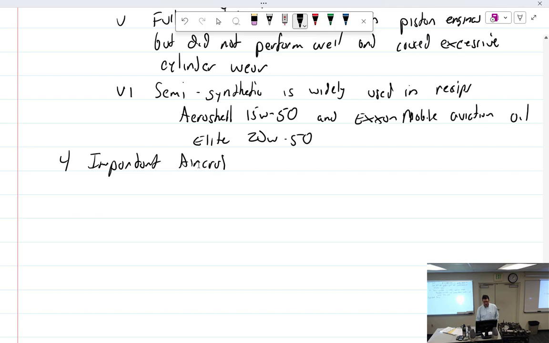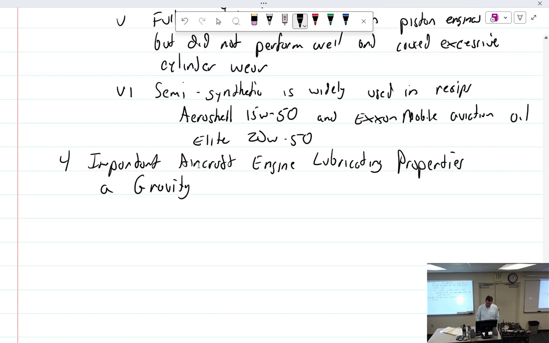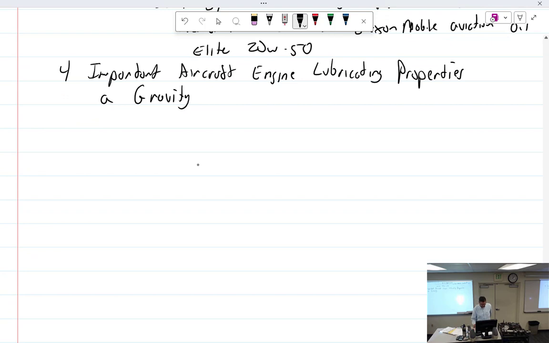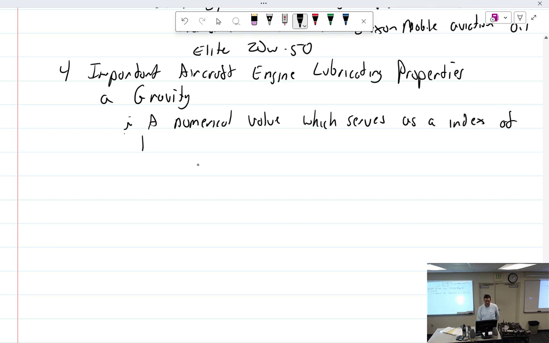All right, important: aircraft engine lubricating oil properties. One, A, gravity. We've got to talk about the gravity of oil. Gravity is a numerical value which serves as an index of the weight of a measured volume of the product.